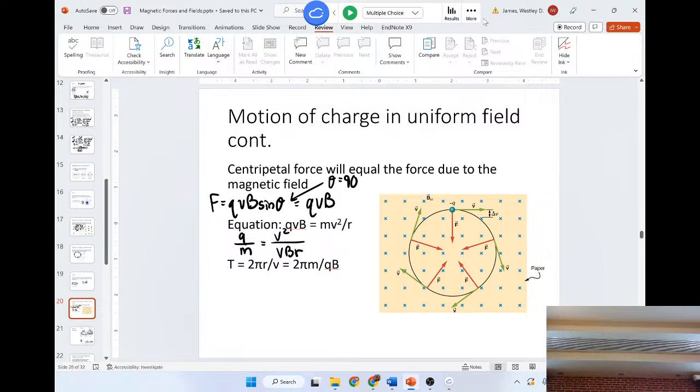Period, this is just to remind you all, how long would it take it to do this? Period is the time it takes for one full revolution. That is just the distance it travels divided by how fast it's going, 2 pi r over v. Okay.